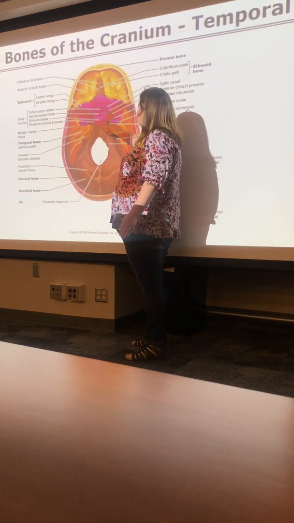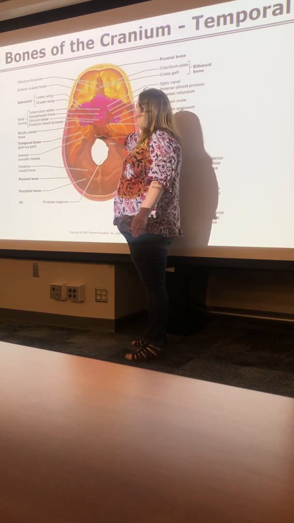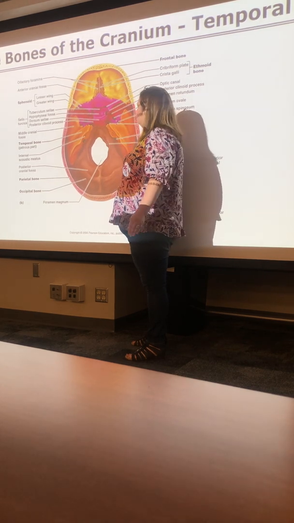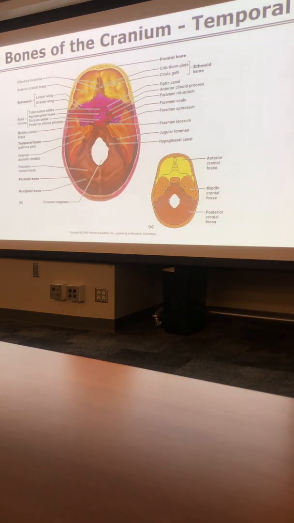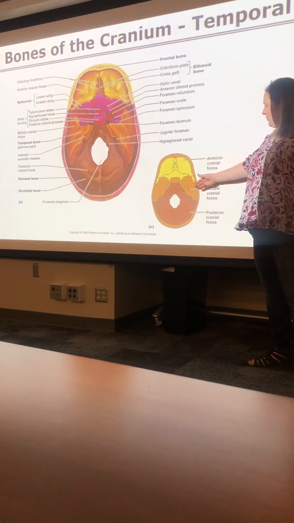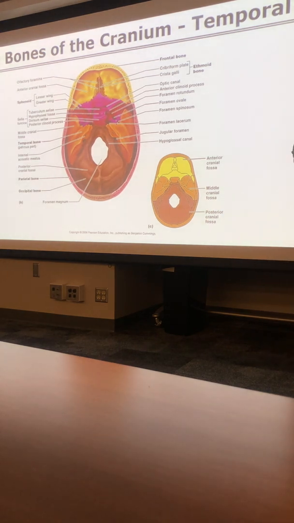Other things you can see, there's the foramen lacerum, so that's where the internal carotid artery is going to come up on both sides. That's the end of the carotid canal. And here you can see the anterior cranial fossa, middle cranial fossa, the posterior cranial fossa. And when we look at the brain, we'll see how that fits in there very nicely.